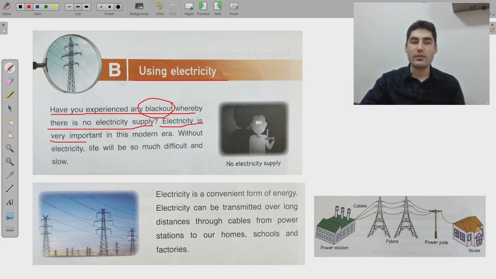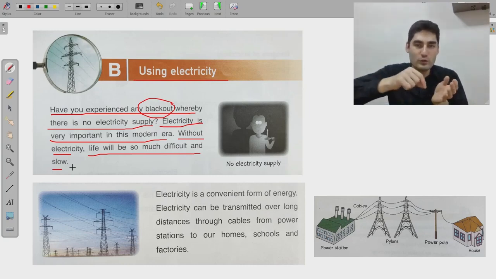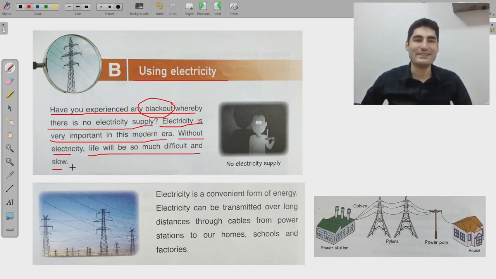Electricity is very important in this modern era. So when there is no electricity, you will be like this. You have to have a candle to have light at nighttime, right? Because at nighttime we don't have sunlight. We don't have any light. We need electricity. Without electricity, life will be so much more difficult and slow also. If there is no electricity in the evening, how can you do your homework? You cannot do it. How can you cook in the kitchen if there is no electricity, right?